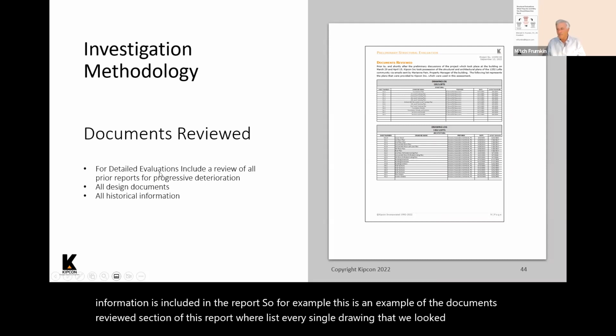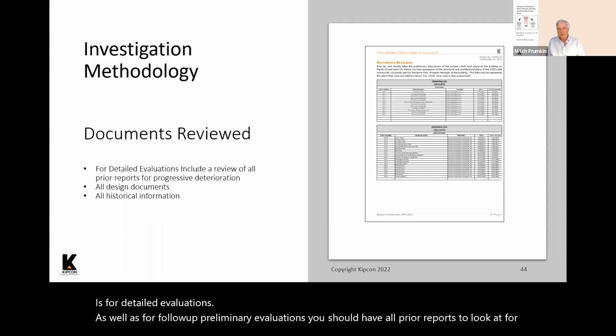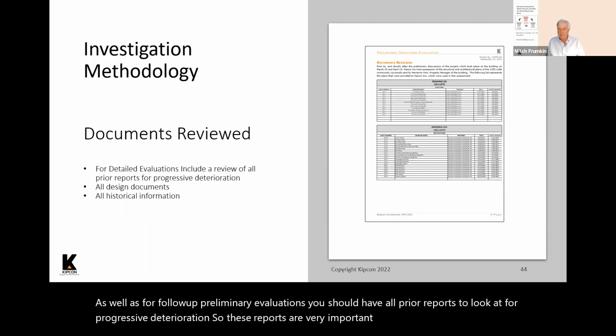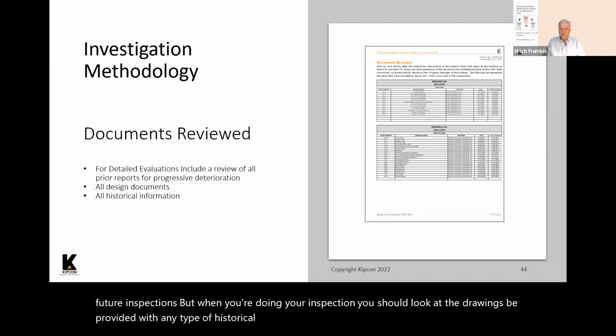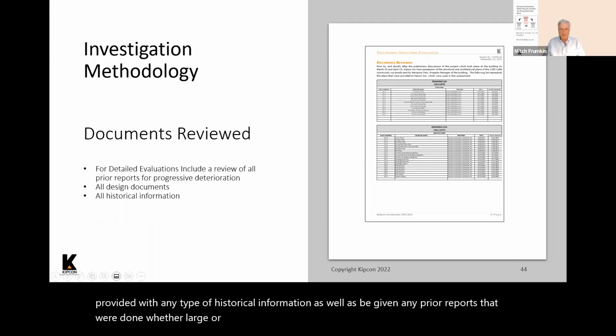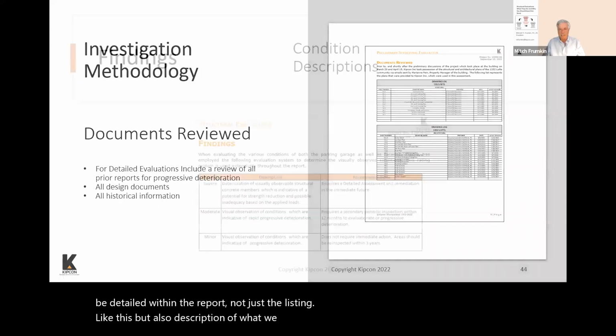Keep in mind the top one is for detailed evaluations, as well as for follow-up preliminary evaluations. You should have all prior reports to look at for progressive deterioration. So these reports are very important to keep as documentation for future inspections. But when you're doing your inspection, you should look at the drawings, be provided with any type of historical information, as well as be given any prior reports that were done, whether large or small, that identify prior conditions. This should all be detailed within the report, not just a listing like this, but also a description of what you were given and what the contents told you.